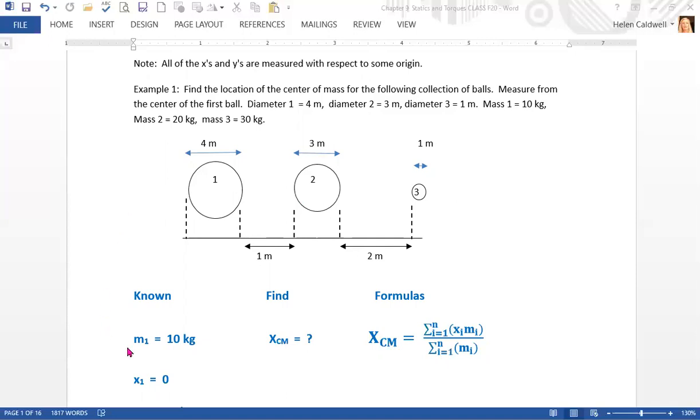So we'll make our table of knowns, finds, and formulas. We know that mass 1 is 10 kilograms. We know that x1 is 0. How do I know that? Because x1 is how far the middle of the object is from the origin. The origin is at the middle of the first ball. So the middle of the first ball is 0 from itself.